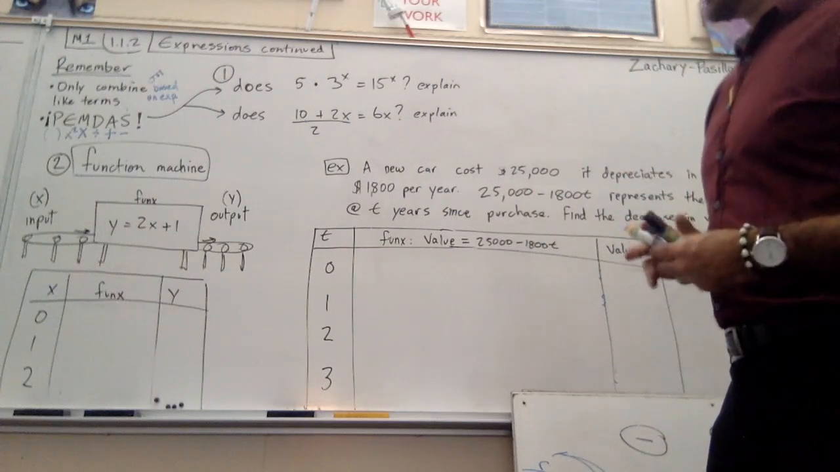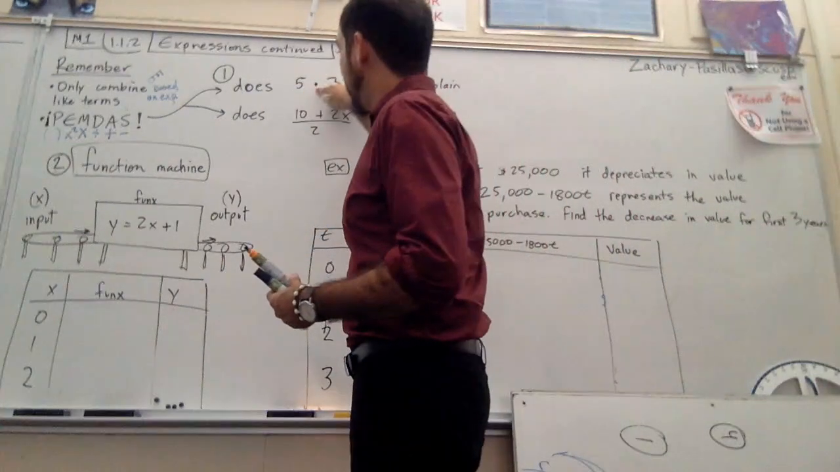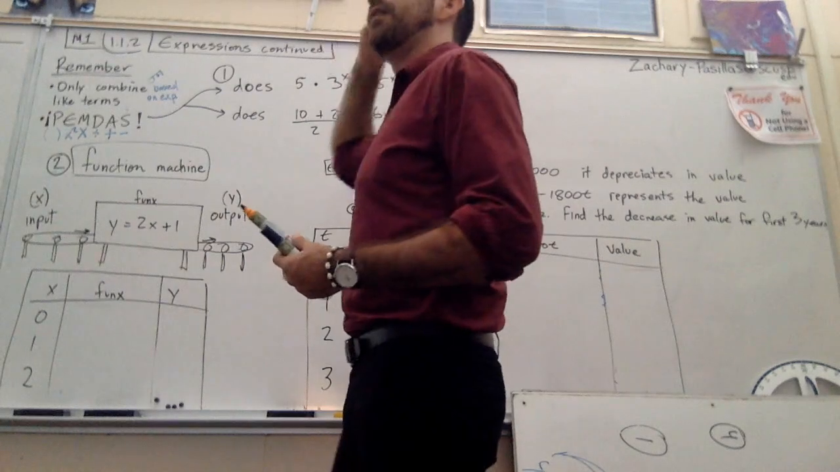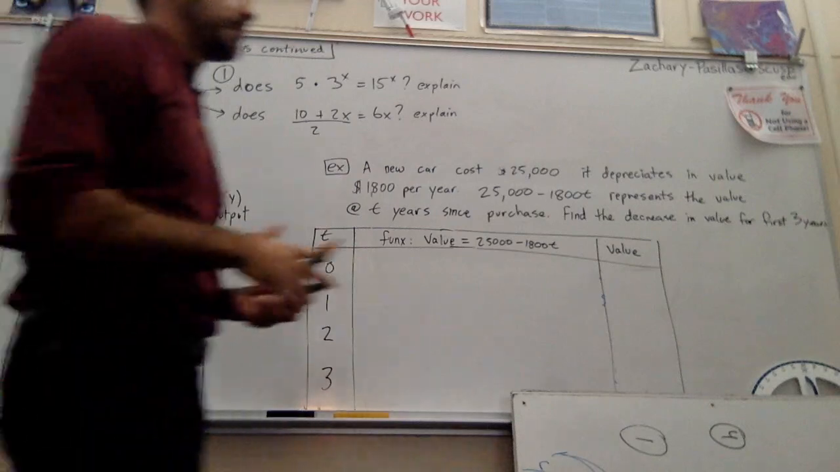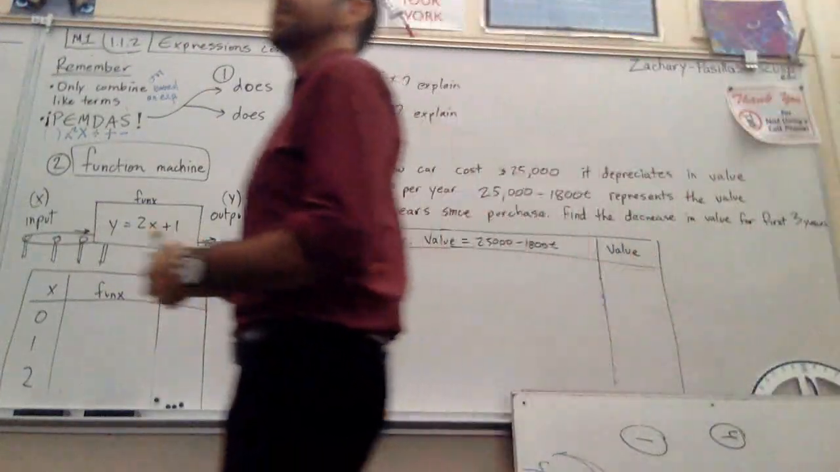Okay, so let's look at this. The first little part: does 5 times 3 to the x equal 15 to the x? First of all, I want you to think about what they did in order to conclude that, and is it correct? I'll let you talk to your neighbor for, let's go 15 seconds. Maybe 20. Talk to somebody, not to yourself.